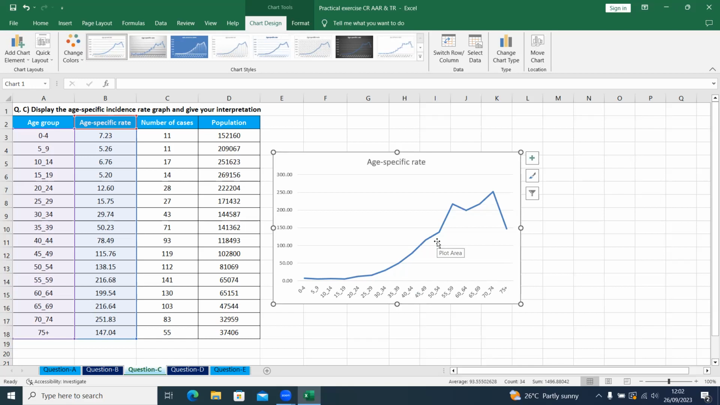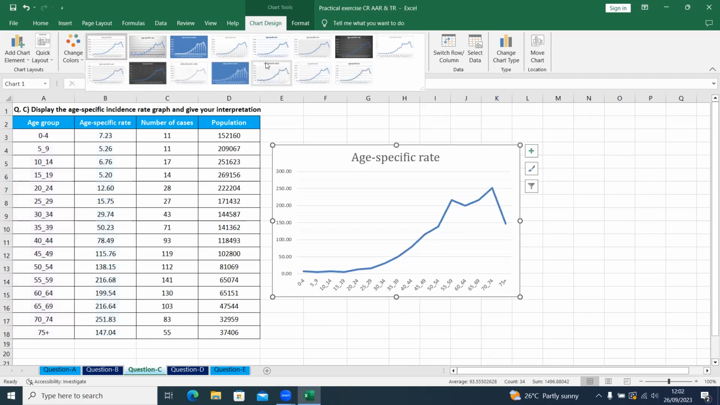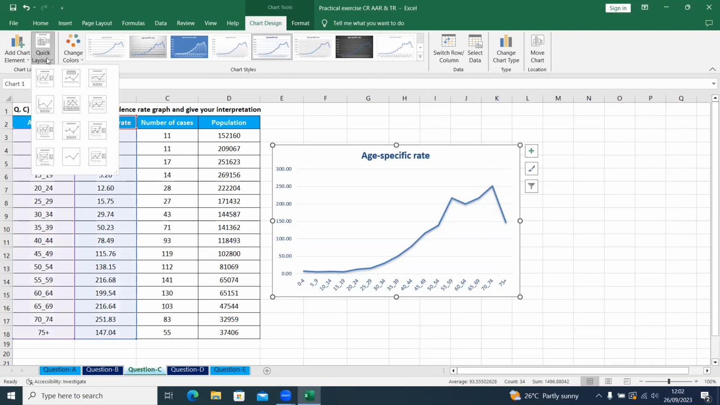Please show them how to put a title, X title, Y title. So this is the basic graph we got. Now we will modify this graph. Here, we have different designs. In whichever design we want to present our graph, you just select that design. Then I have to mention the axis name as well as the title of the graph.